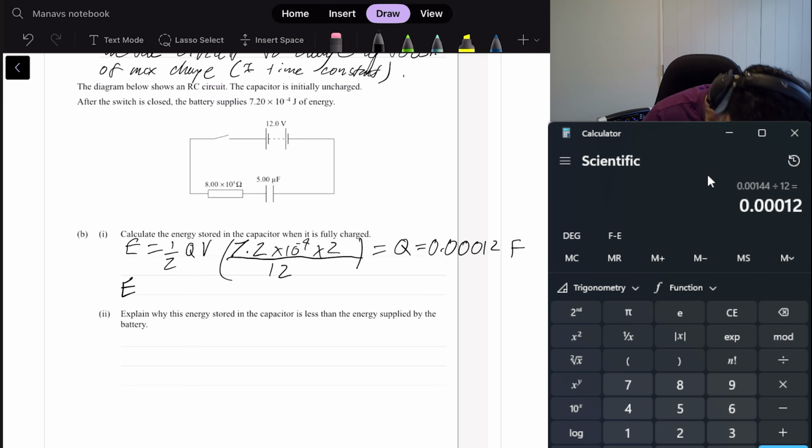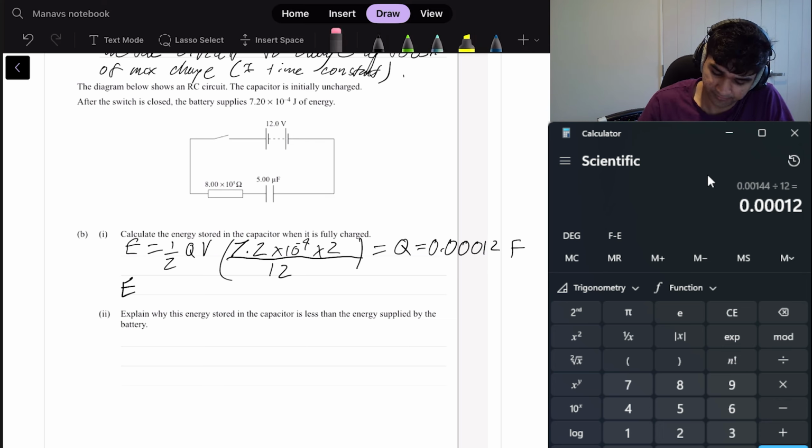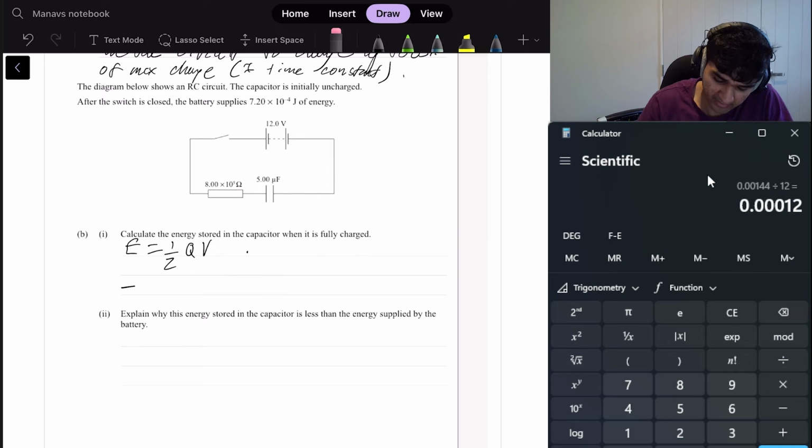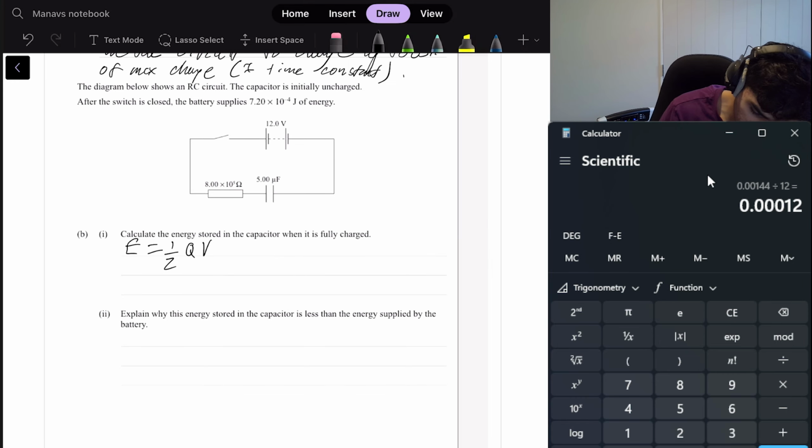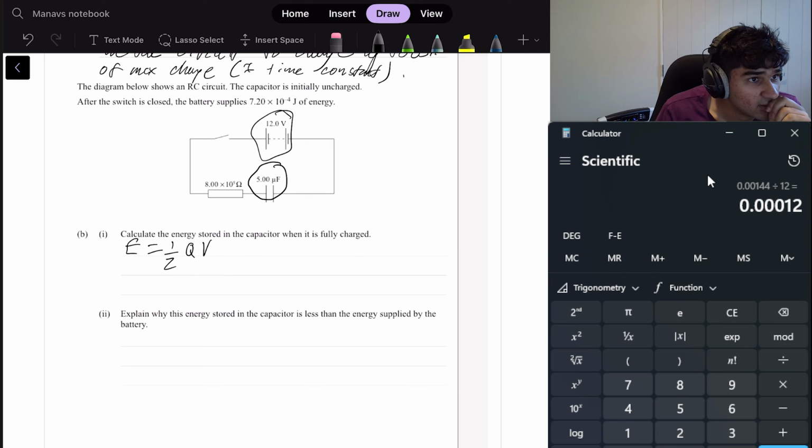Now we can just find the energy when it's fully charged. That's not right. After switching to the battery supply, calculate energy stored in the capacitor when fully charged. Oh, I'm so stupid. What did they give us? Given this, that's all we need. Should we do a rearrangement first? We know Q equals CV.